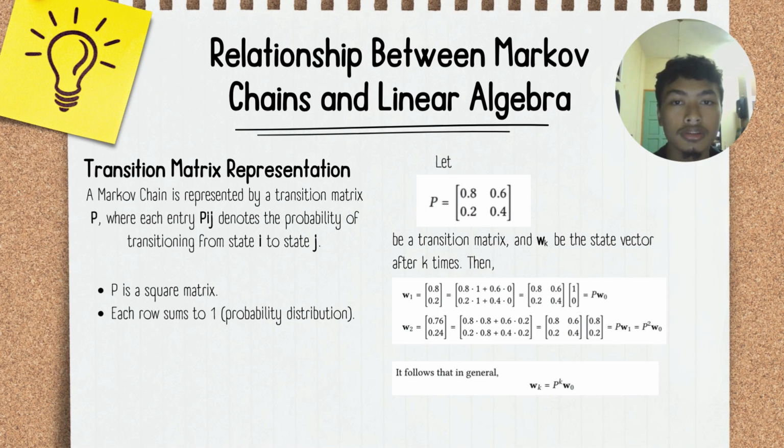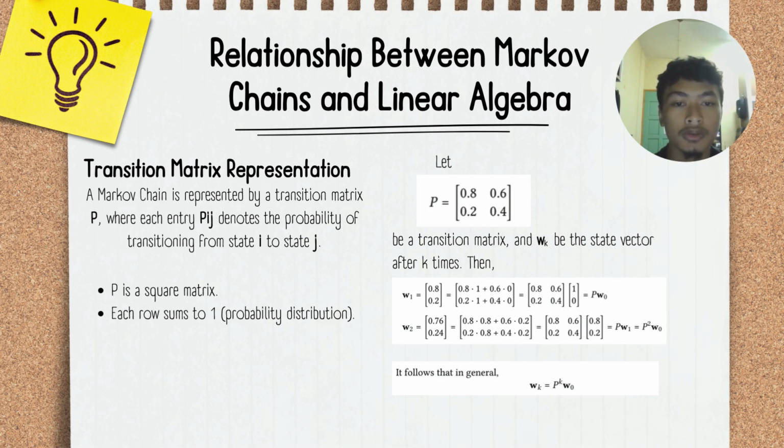The conditions for matrix P are that P is a square matrix and that each row must sum up to 1 as a probability distribution. For example, we can let P, with entries 0.8, 0.6, 0.2, and 0.4, be a transition matrix, and Wk be the state vector after k times.